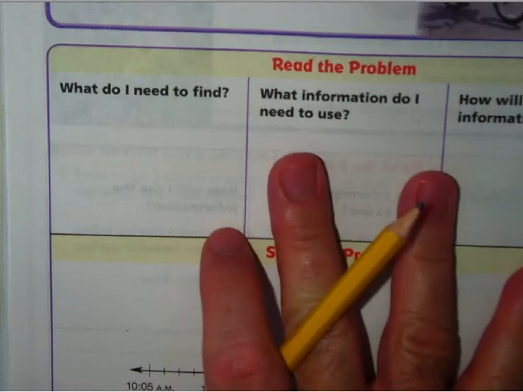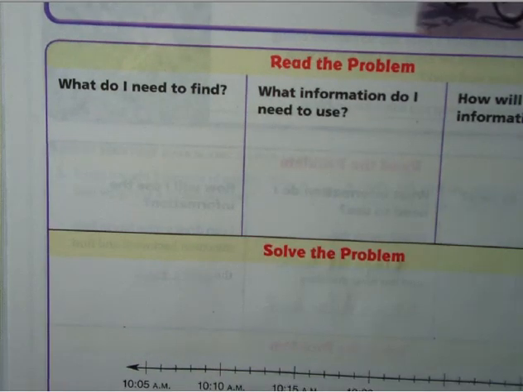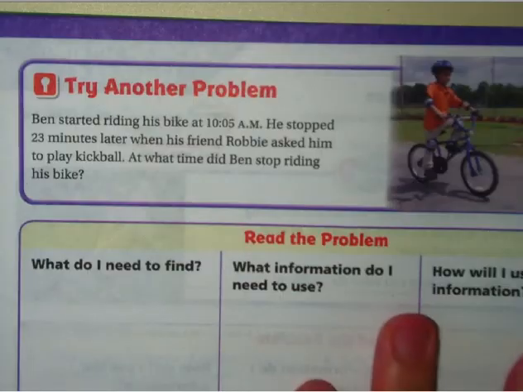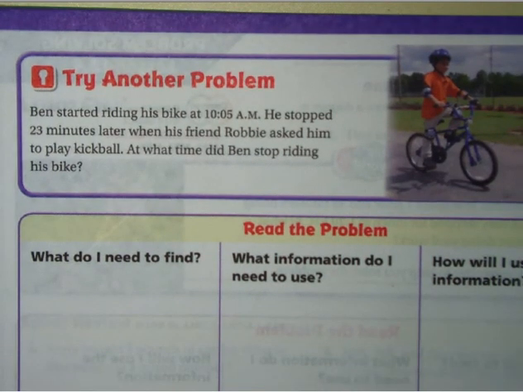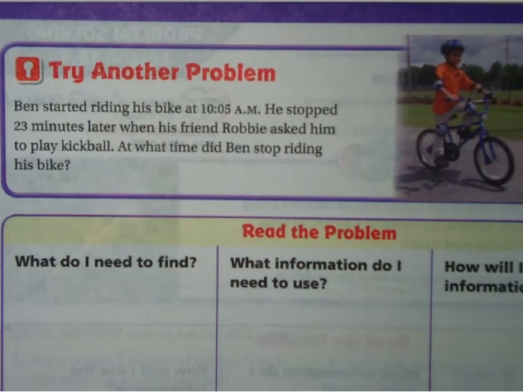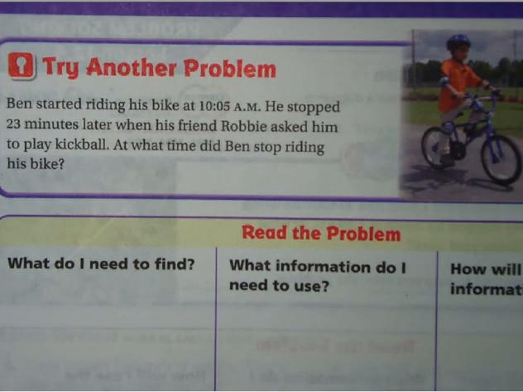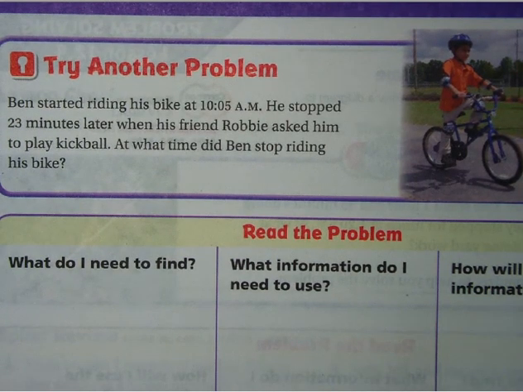Okay, let's get back to it. So, we're going to try another problem. And this is about Ben, and Ben started riding his bike at 10:05 a.m. So 10:05 in the morning. He stopped 23 minutes later when his friend Robbie asked him to play kickball. What time did Ben stop riding his bike?